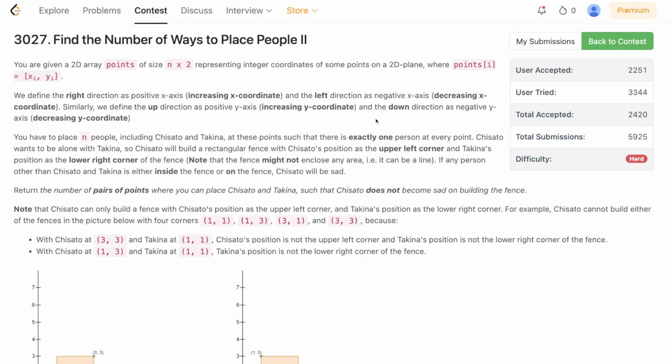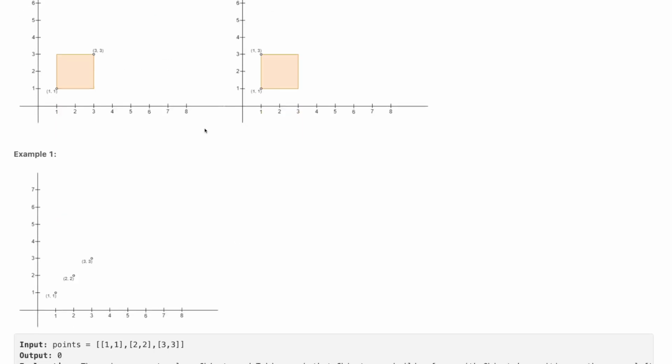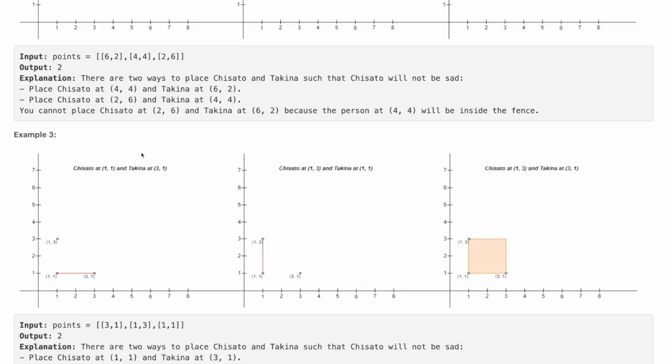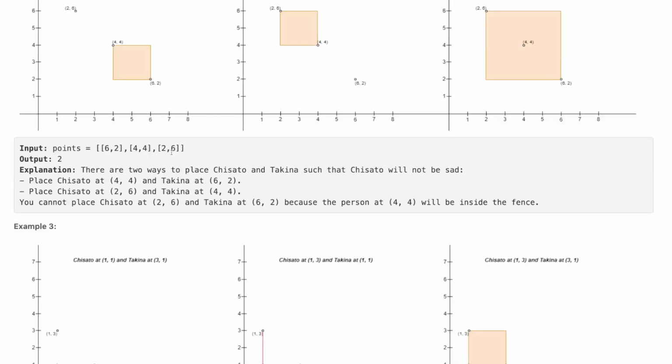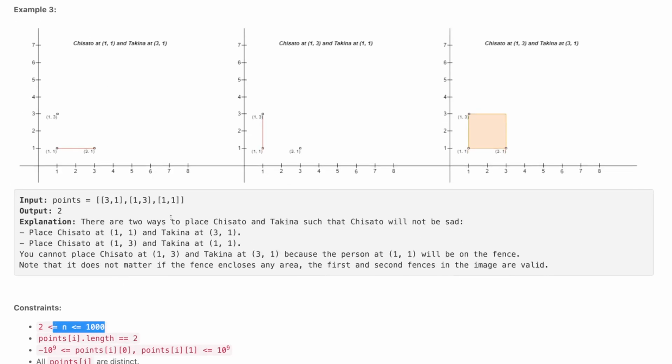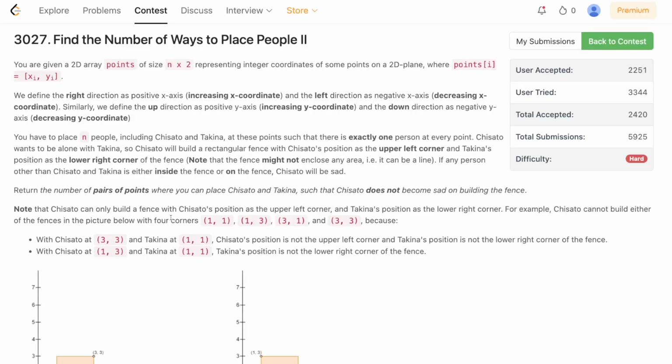contest. Find the number of ways to place people 2 and find the number of ways to place people 1. Both the problems are exactly similar. The only difference lies in the constraint. Here n is less than or equal to 50 and in this problem n is less than or equal to 1000. As always, we'll start from the very brute force solution and optimize it step by step.